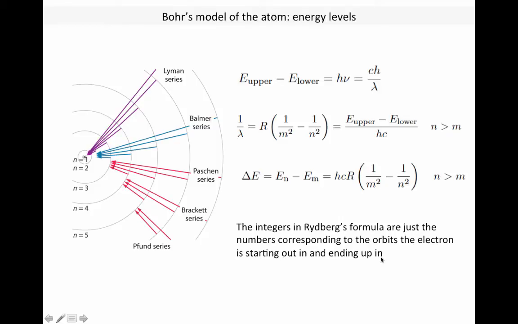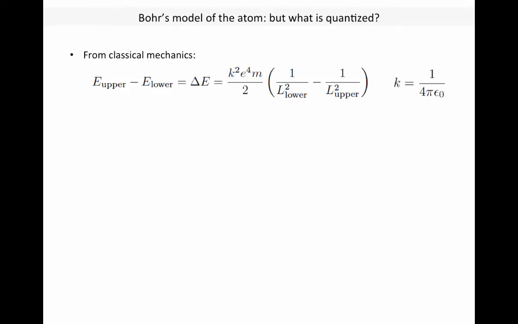Or we can go a little bit further, because remember Bohr said that these circular orbits should be describable by Newtonian mechanics. It's just the transitions between the orbits that cannot be described by ordinary mechanics. Well, in the further reading that you'll do this week, we derive the following formula from classical mechanics, that this difference in energy between two orbits is just equal to a constant k squared times e to the 4 times m divided by 2 times 1 over L lower squared minus 1 over L upper squared.